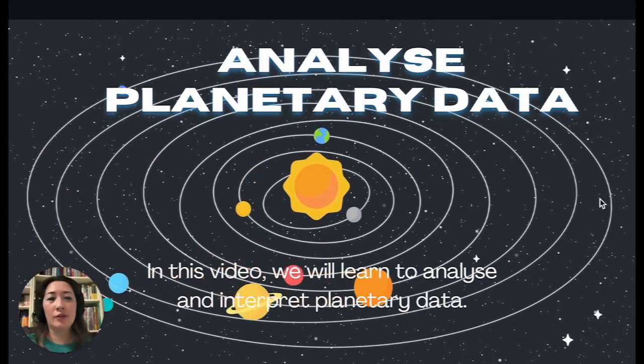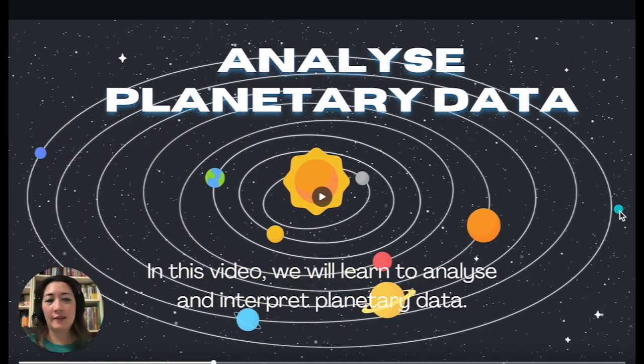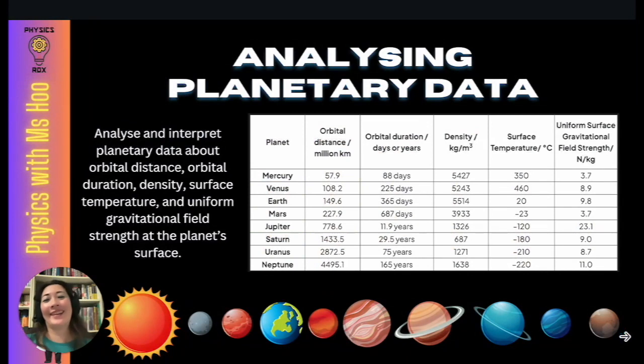So what you need to know for IGCSE is how to analyze and interpret planetary data about orbital distance, orbital duration, density, surface temperature, and uniform gravitational field strength at the planet's surface. So this is all you need to know to prepare for your IGCSE Physics examinations.